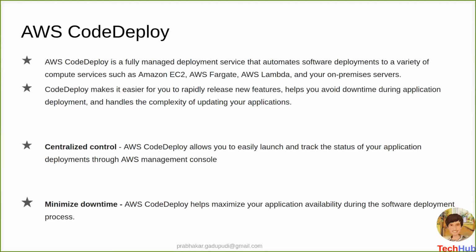AWS CodeDeploy is a fully managed deployment service that automates software deployments to a variety of compute services such as EC2, Fargate, Lambda, and your own on-premises servers. CodeDeploy makes it easier for you to rapidly release new features, so that you don't require any high-level configuration to do the pipeline. You can simply go ahead and create a CodeDeploy pipeline, and you can choose either GitHub or S3. And as soon as you copy the source code, it will do the deployment automatically.